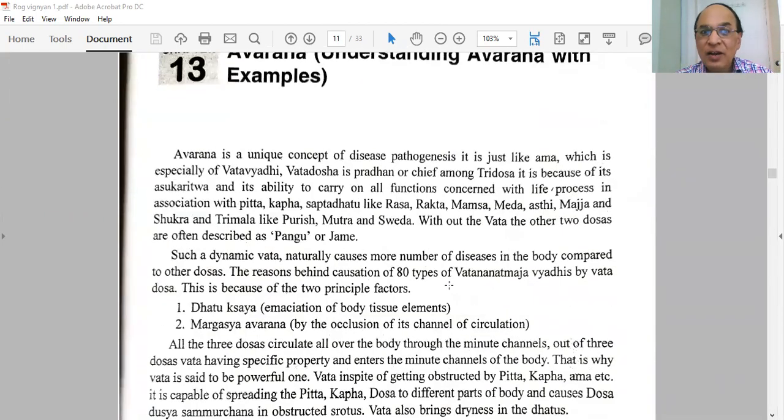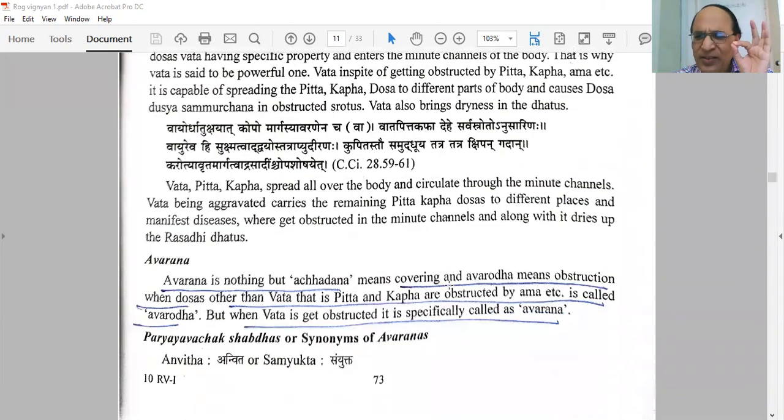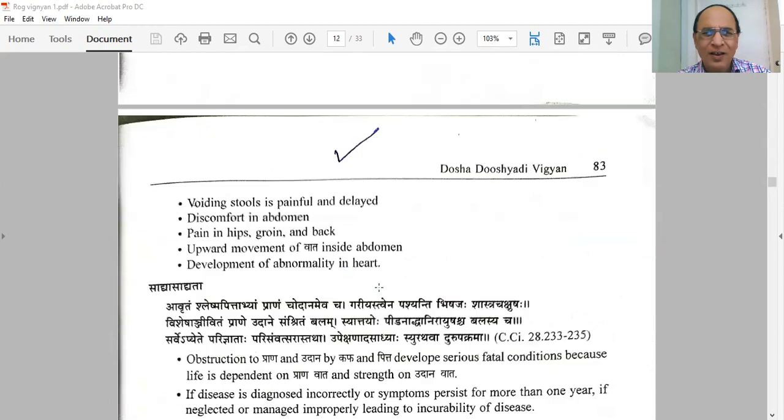Avarana, understanding Avarana is a very difficult topic for Ayurvedic students, but he has made a very simple definition. I like this. Avarana is nothing but, here you can see, Achchhadana means covering, and Avarodha means obstruction. So when doshas other than Vata, that is Pitta and Kapha, are obstructed by Ama, it is called Avarodha. But when Vata gets obstructed, it is specifically called Avarana. Can you understand the difference? Avarodha and Avarana. I like it. Salute to Dr. Vivekananda.